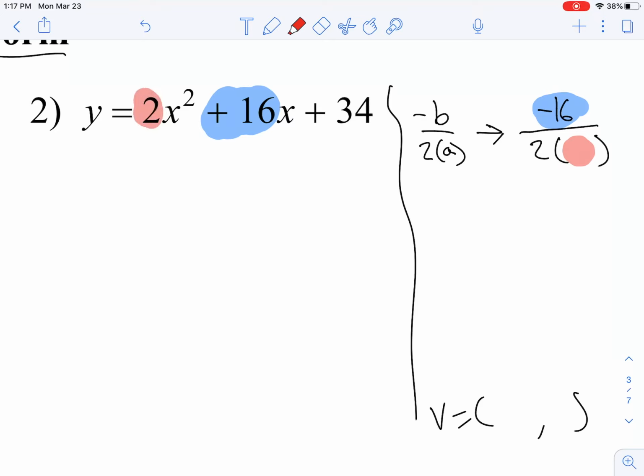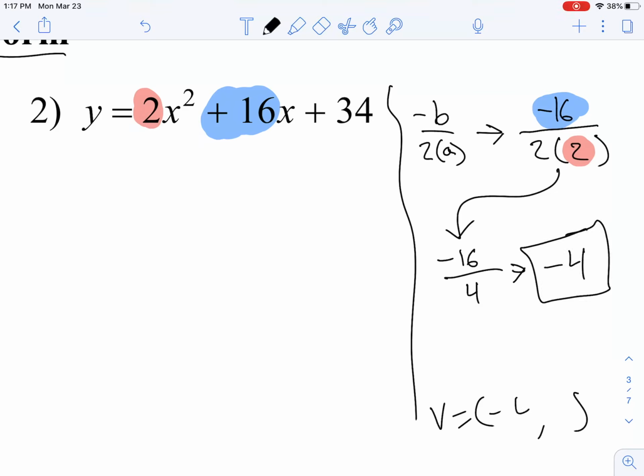It should be a 2. So we'll work that out. Negative 16 over 2 times 2 is 4. And negative 16 divided by 4 is negative 4. That's our first term in our vertex.